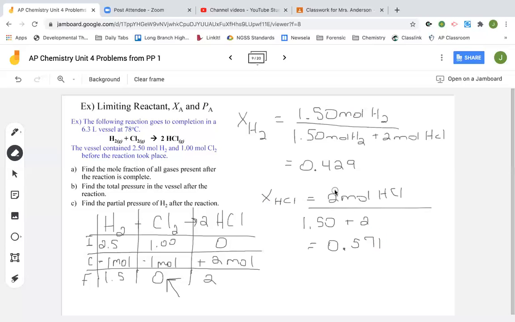Those are the answers to letter A, find the mole fraction of the gases present. So we have the mole fraction of hydrogen and the mole fraction of HCl. And to check ourselves, when we add up those two numbers, they're going to equal 1. Now, I'm going to erase what I have, and in the next video, I'm going to try to get B and C in together.